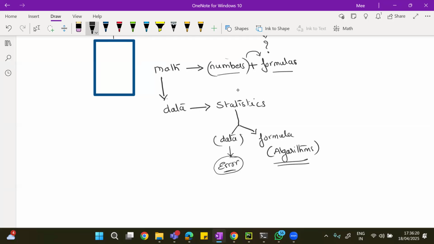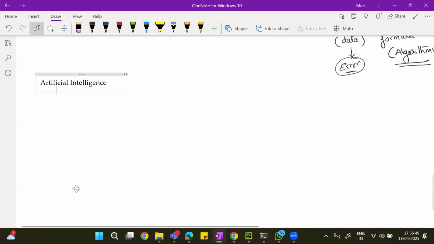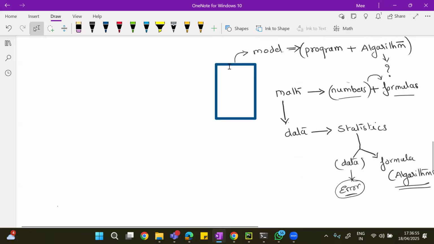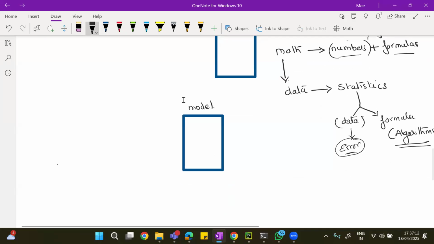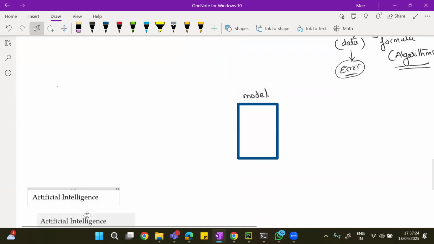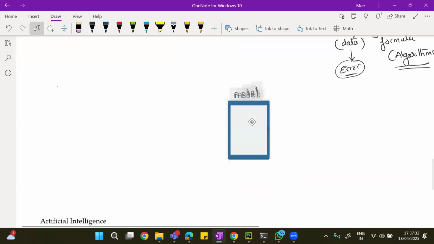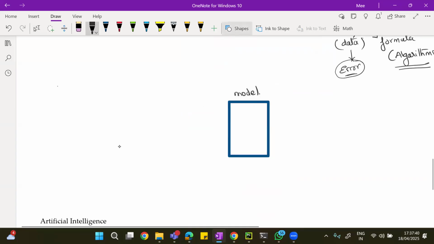Now, what is so special about this model? The beauty of this model is, if you give data to the model... This is my model. To this model, we are going to give the data. I'm going to give the data over here to my model.